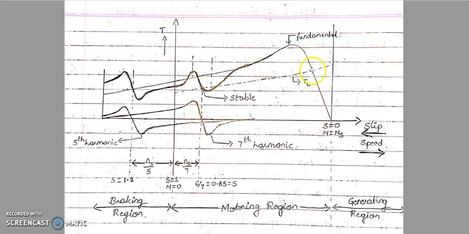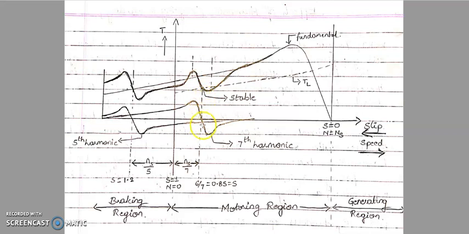Actually I want this, but due to the 7th harmonic and all, what is happening? The motor is not going to this particular region. The 7th harmonic is not letting my motor run at this speed, that is nearly close to the synchronous speed. Instead of that, it is restricting my motor to rotate at this particular point.